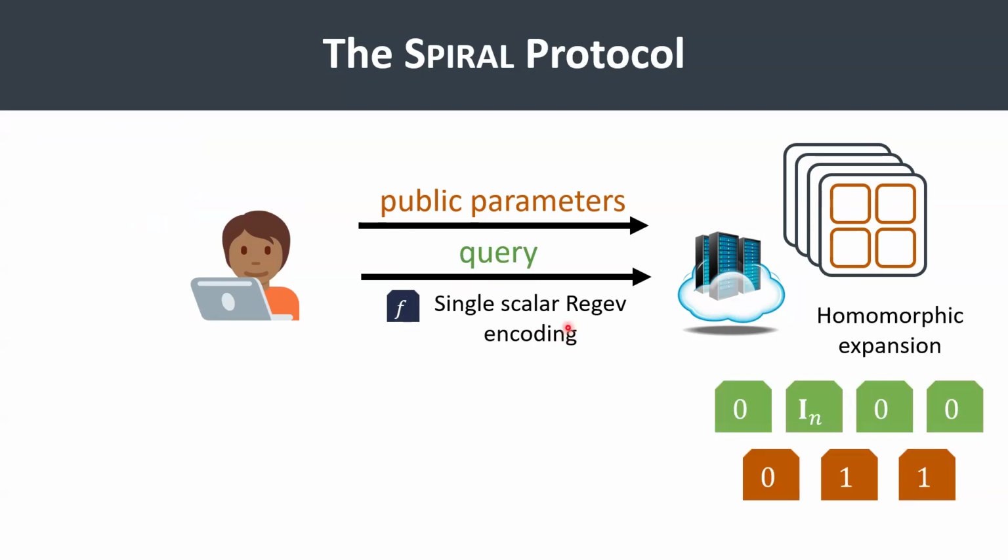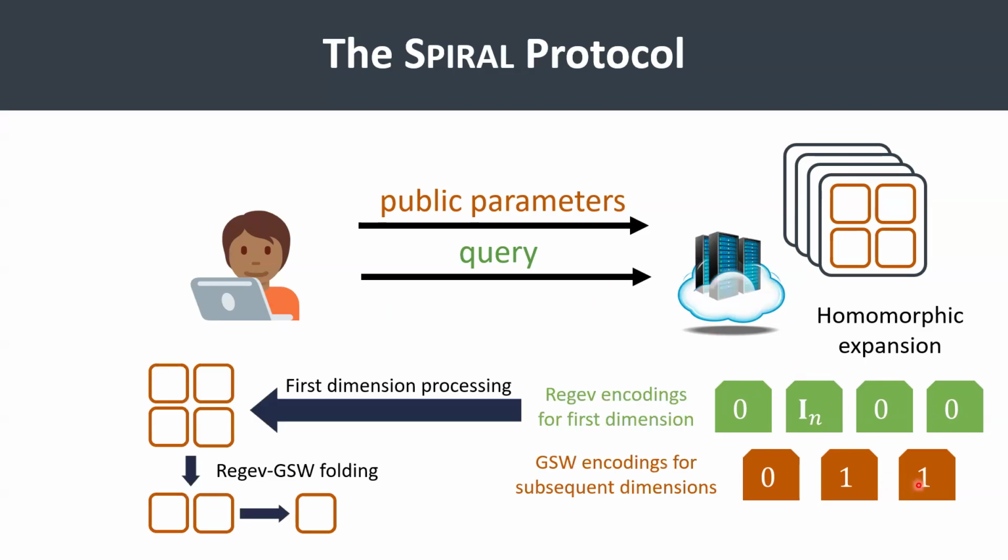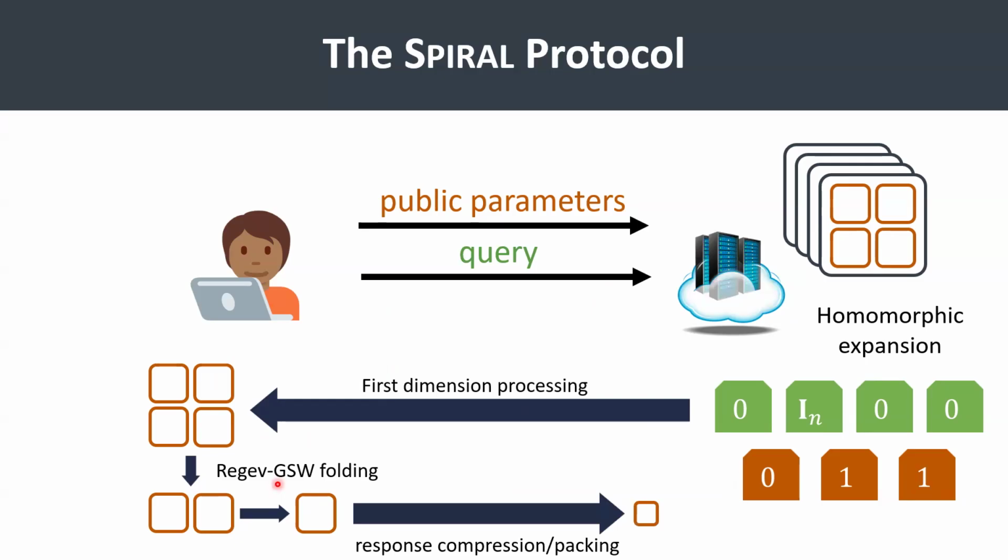And what the server is going to do is use the aforementioned homomorphic expansion procedure that I just described to actually produce these large queries, right? These Regev ciphertexts, these GSW ciphertexts. And then I just use the protocol I described before. I project along the first dimension, then I use the GSW to select along the subsequent dimensions. And then now I have a final Regev ciphertext. We can use the inverse process of the expansion to compress into a single short ciphertext. And this gives us a communication efficient construction.